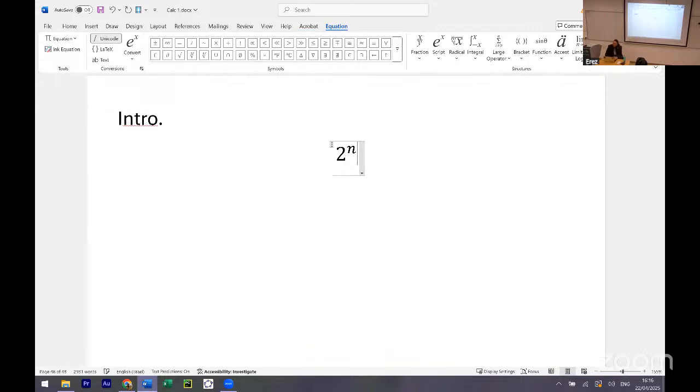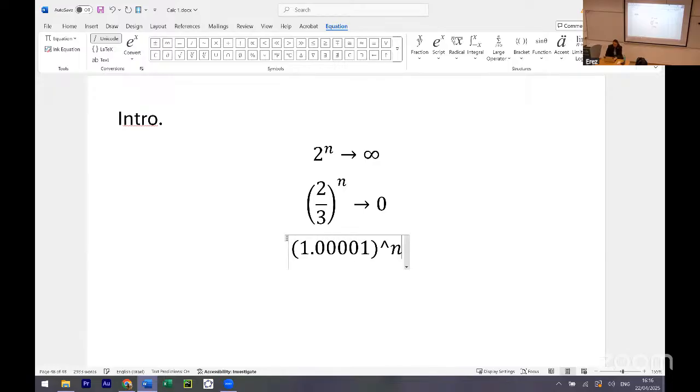Where would you guess that 2 to the power of n tends to? Infinity. That's true. What about 1/2? Let's take 2/3 to the power of n. Zero. What about 1.0001 to the power of n? Okay, you're right. It's true, it's infinity. Any number larger than 1, as long as it's fixed, in the power of n tends to infinity. Okay. The question is why? How can one prove that 2 to the n tends to infinity?